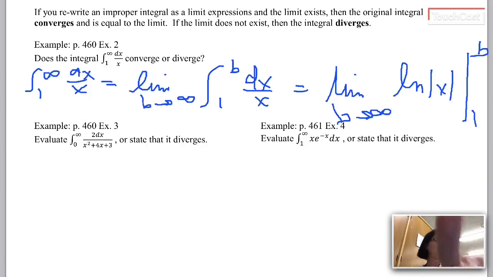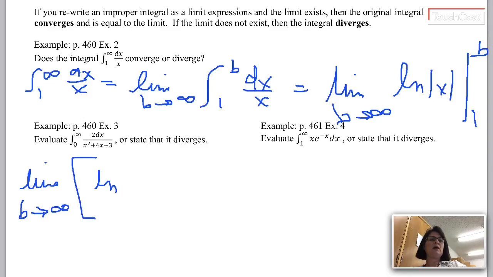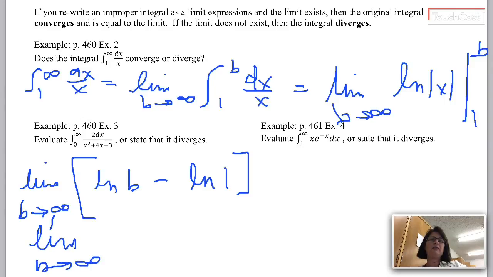You can see the next two problems are printed here, but I'm going to keep working on the next line down. That's going to be the limit as b goes toward infinity of the natural log of b. I can take those bars off because if b is going to infinity, obviously b is positive, so its absolute value is positive, minus the natural log of 1. It's going to be the limit as b goes to infinity of natural log of b. The natural log of 1 is 0, so that part's not affecting my result.